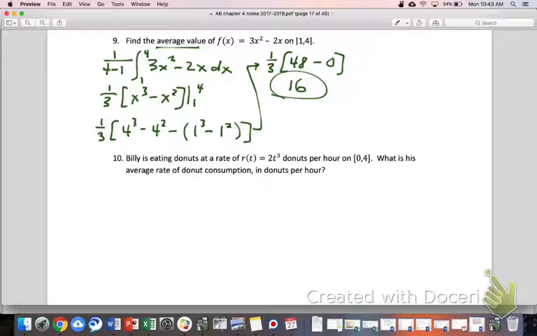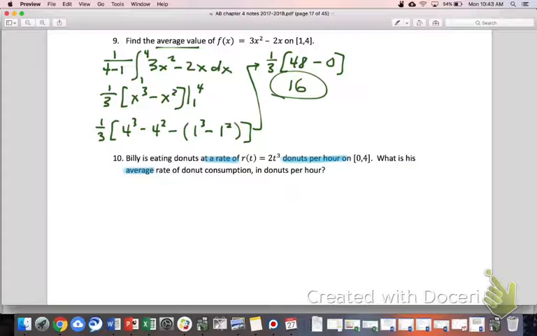Anyways, Billy, along with his problems, is eating donuts at a rate of r of t equals 2t cubed donuts per hour. Hey, guys, I want to make sure this makes sense to you. The fact that I've associated the word rate with that unit, does that make sense? A rate of blah, blah, blah, donuts per hour. Those go together. Okay. On the interval 0 to 4, it says, what is his average, keyword there, rate of donut consumption in donuts per hour?